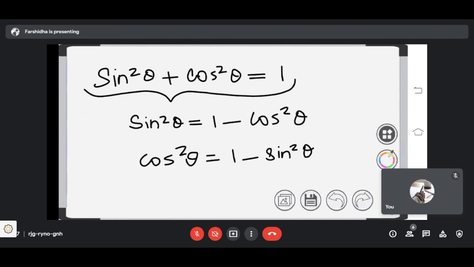Sin square theta can be written as 1 minus cos square theta. Cos square theta can be written as 1 minus sin square theta from the identity number 1.